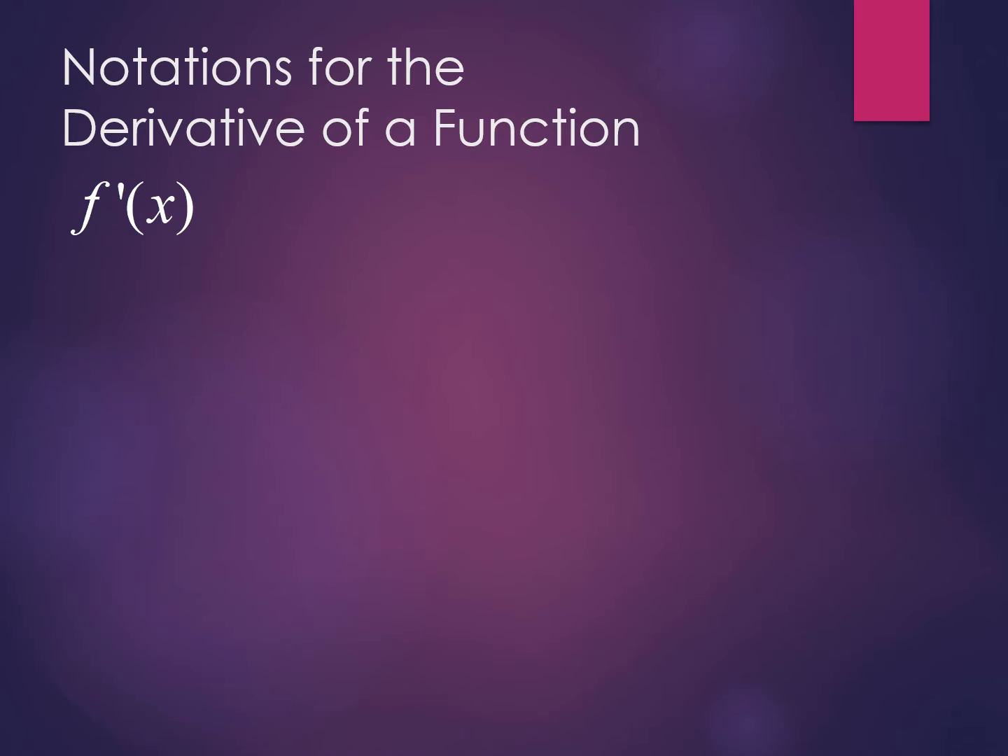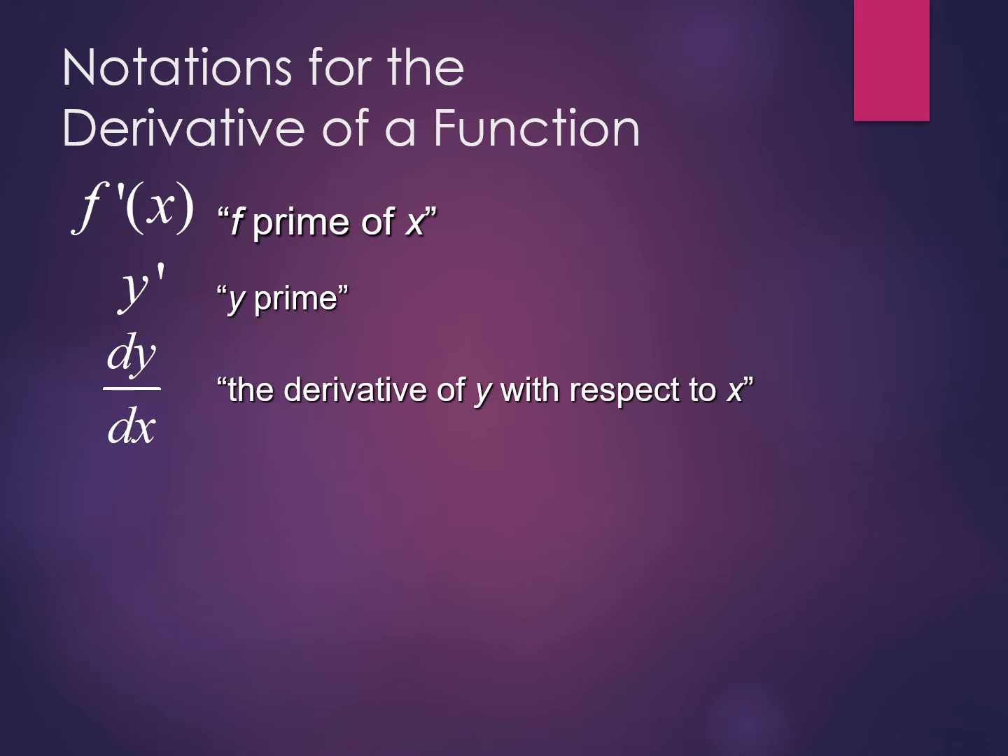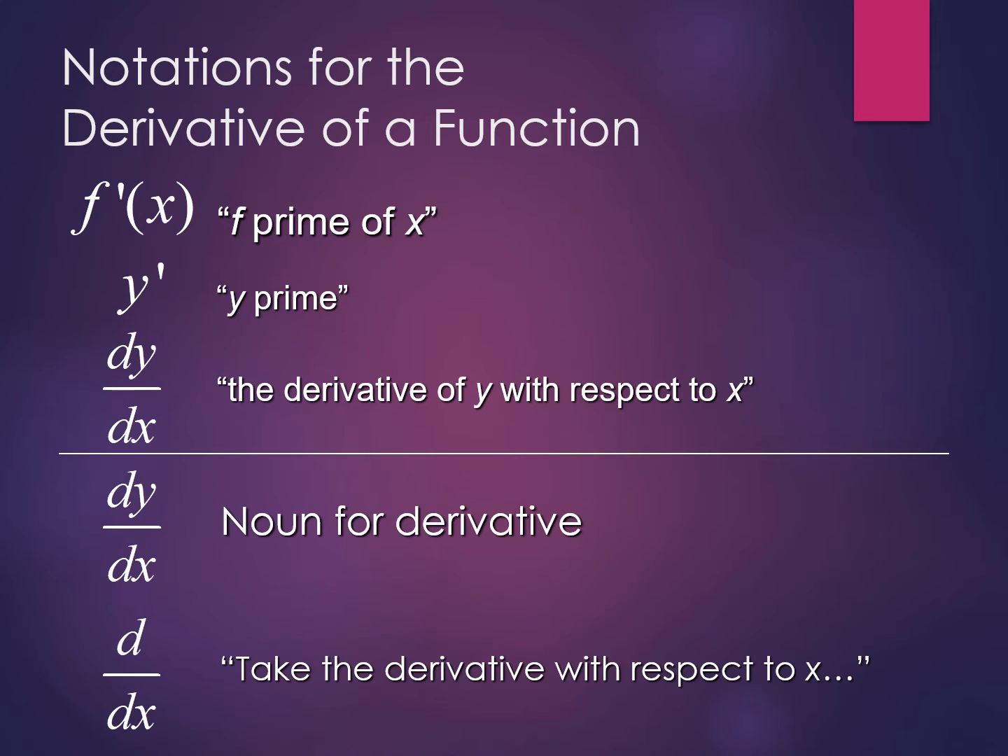These are the notations for the derivative of a function. So we have f prime of x, y prime, dy over dx, which is read as the derivative of y with respect to x. dy over dx is the noun for derivative, whereas d over dx is the verb. So it means that we are taking the derivative with respect to x.